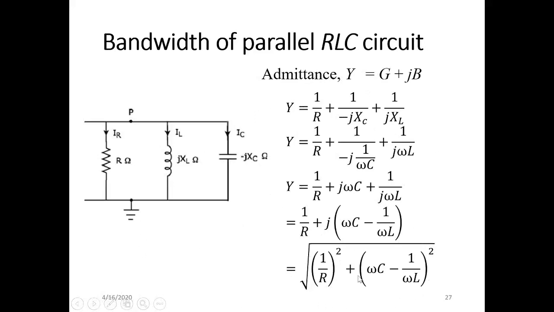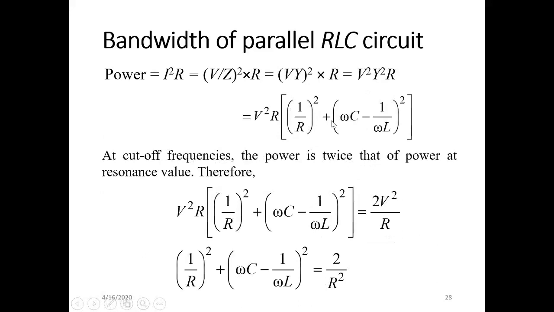So if I take a square, then the square root will go away. So it will become (1 by R) the whole square plus (omega C minus 1 by omega L) the whole square. Okay. Now at cutoff frequency, the power is twice that of the power at resonant frequency.